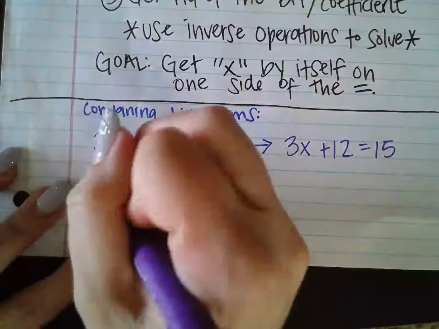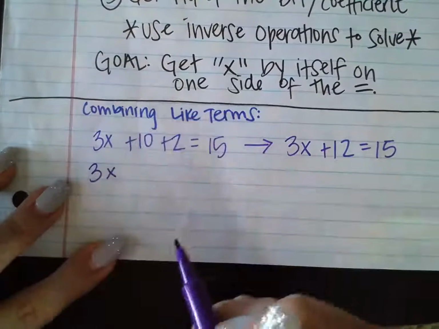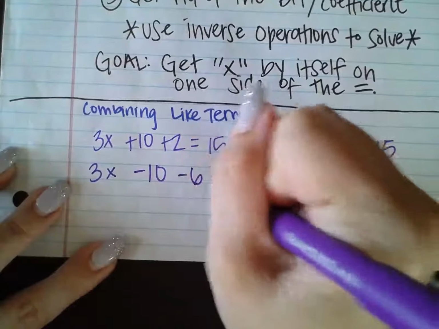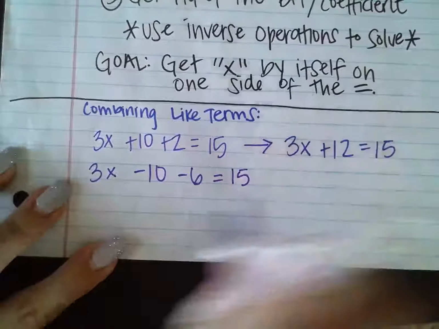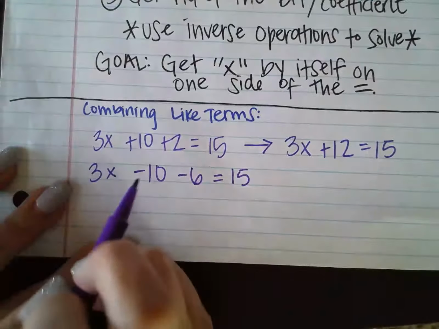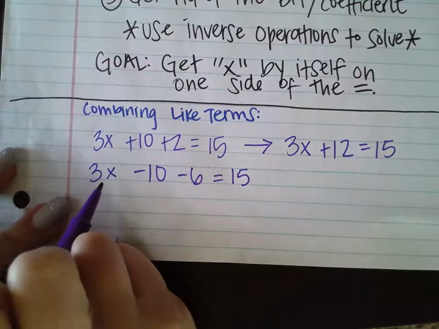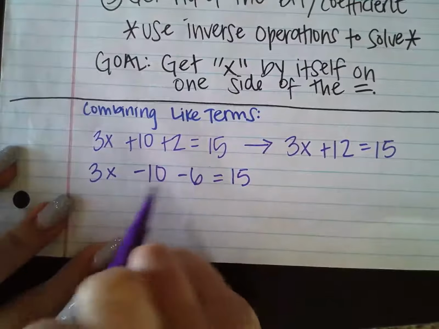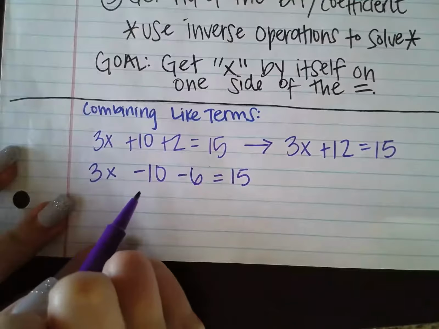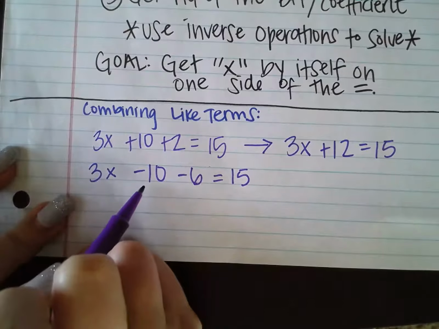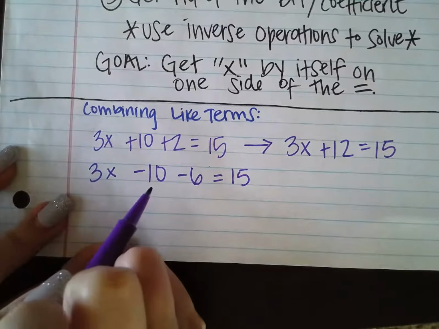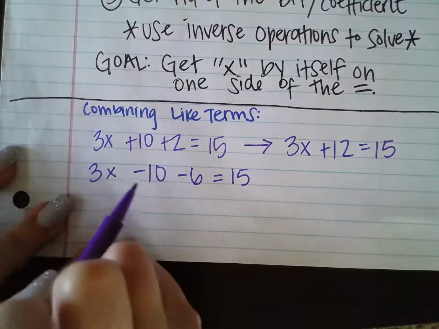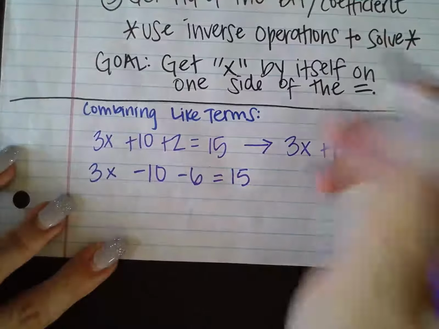We could have a similar problem. Let's say I have 3x minus 10 minus 6 equals, we'll just do 15 again. So same kind of situation. We don't have any other terms of x aside from just 3x, but I do have two constants. But in this case, what's happening is I am subtracting this 6 from 10, and we could think about this particular 10 as a negative 10 as well.